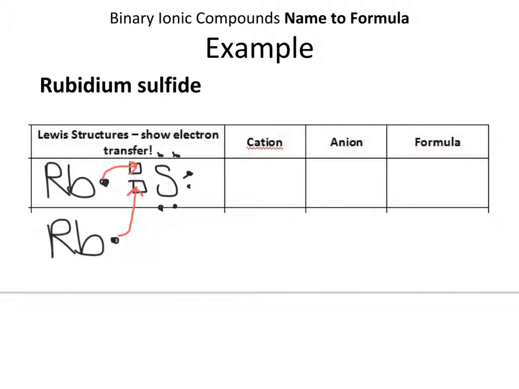Now for the cation and the anion, we have to go back to the definition. Remember that the definition of a cation is a positively charged ion. This occurs through the loss of electrons. So in this case, rubidium is our element that lost electrons. Now, how many electrons did rubidium lose? Well, each rubidium lost 1 electron, which means it has a charge of +1.